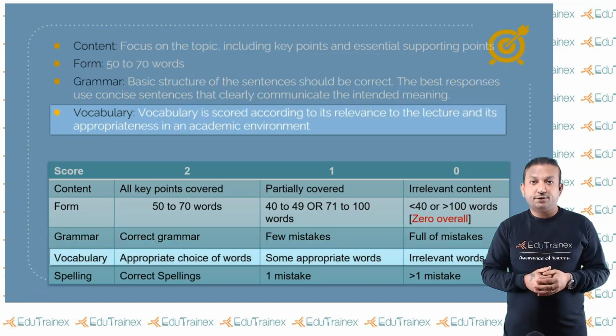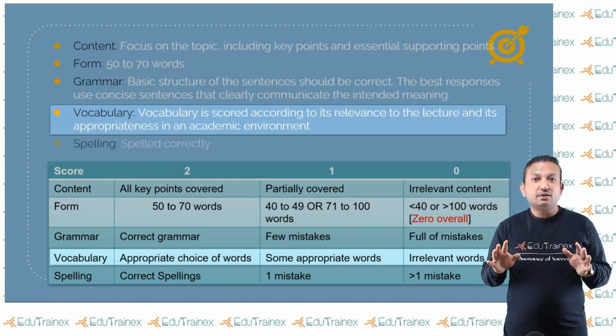Number 4, your response is also assessed for mastery on the vocabulary skills. If you use appropriate choice of words in your response, you get full 2 points. 1 point for the usage of only some appropriate words, and 0 points if there are irrelevant words. Please note that this criteria doesn't mean that you have to use complex or difficult or fancy words, just the ones that are appropriate and relevant to the context.